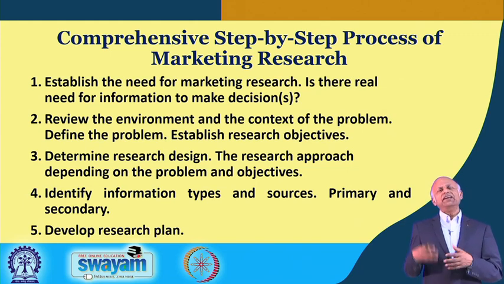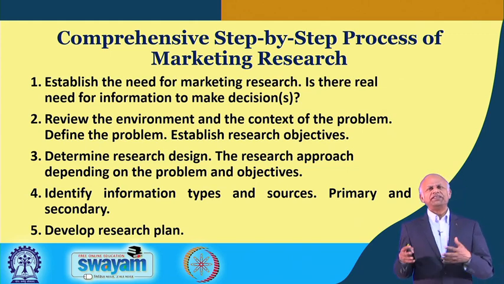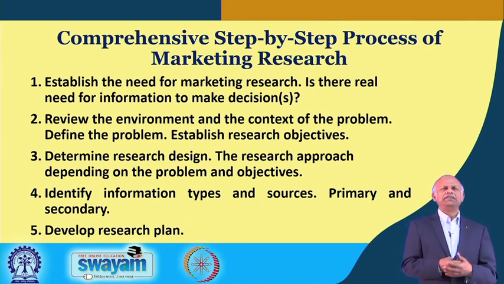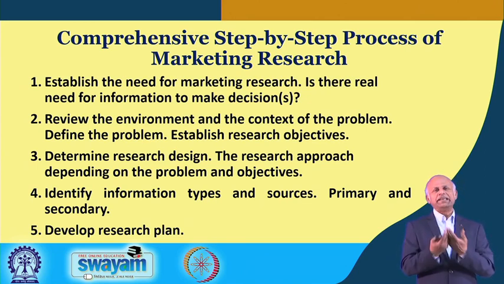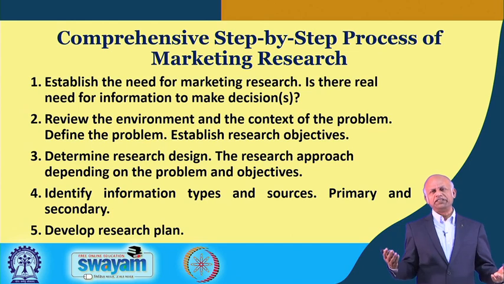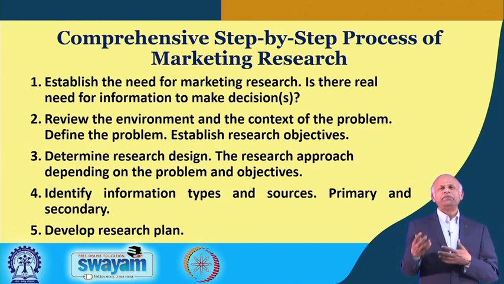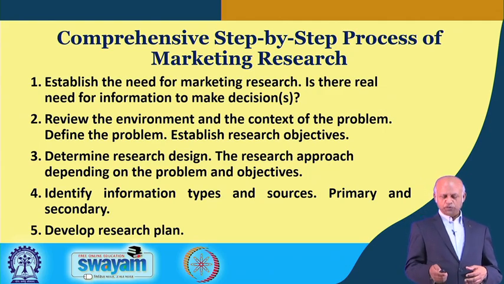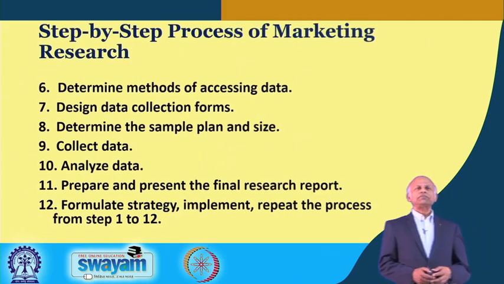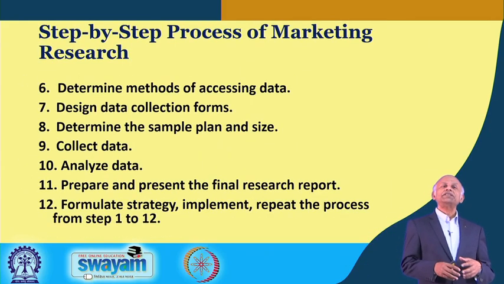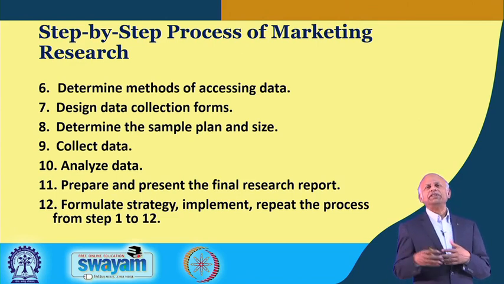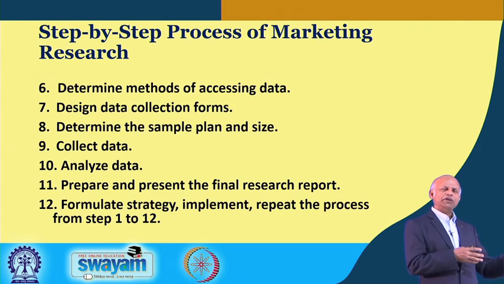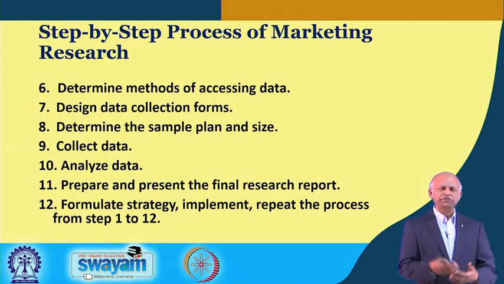Determine research design. Here comes the data and other things. Research approach depending on the problem and objective. Identify information types, meaning is it qualitative or quantitative. Information source, primary or secondary. Develop research plan, and then moving forward, determine methods of accessing data, whether you are going to take some secondary data or you are going for a questionnaire survey or interview, etc.